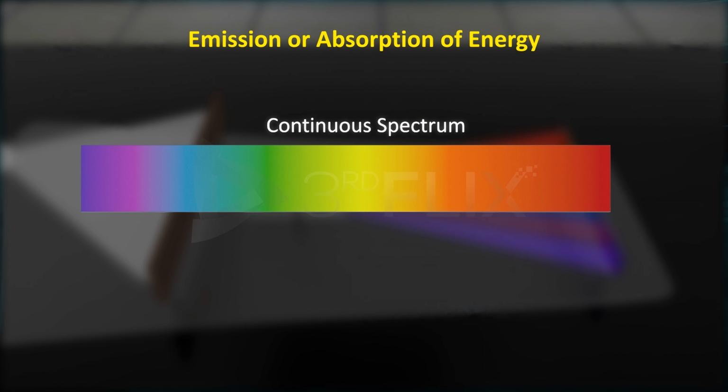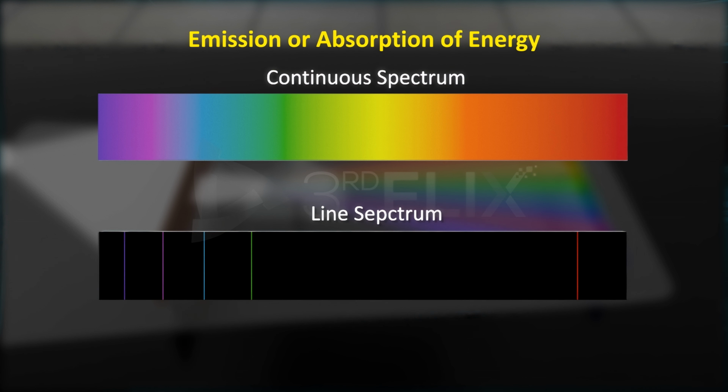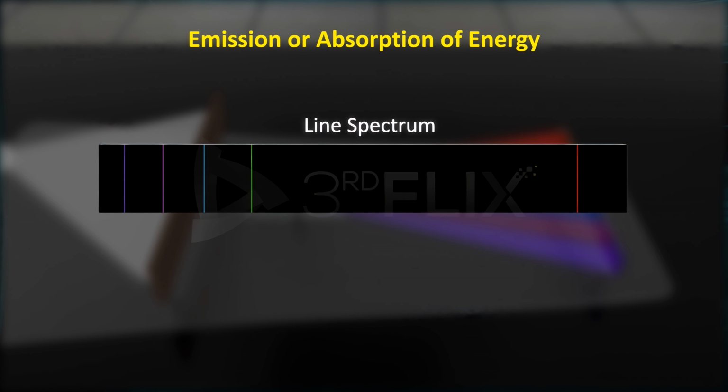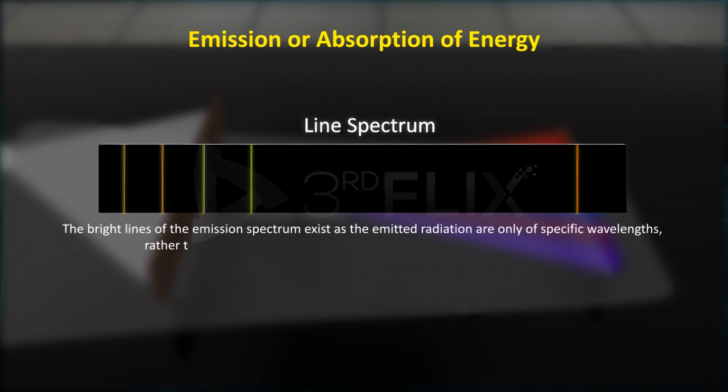In contrast to the continuous spectrum of white light, an emission spectrum is usually discontinuous, with dark spaces between bright lines. Such a spectrum is called a line spectrum. The bright lines of the emission spectrum exist due to the fact that the emitted radiations are only of specific wavelengths, rather than a continuous spread of wavelength as in the case of white light.